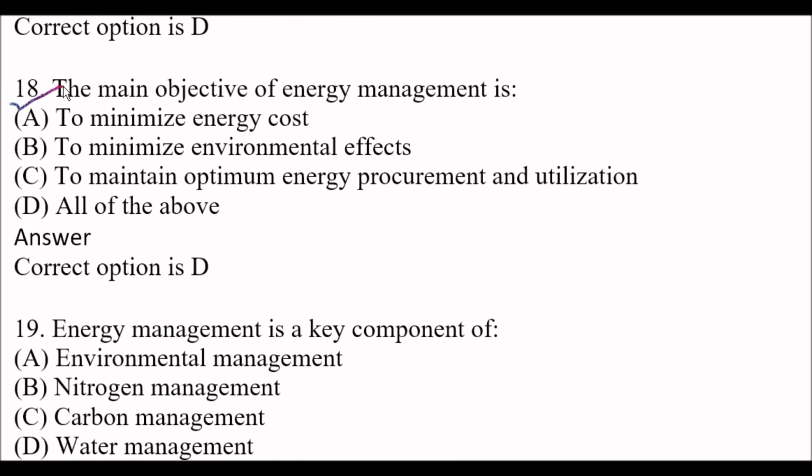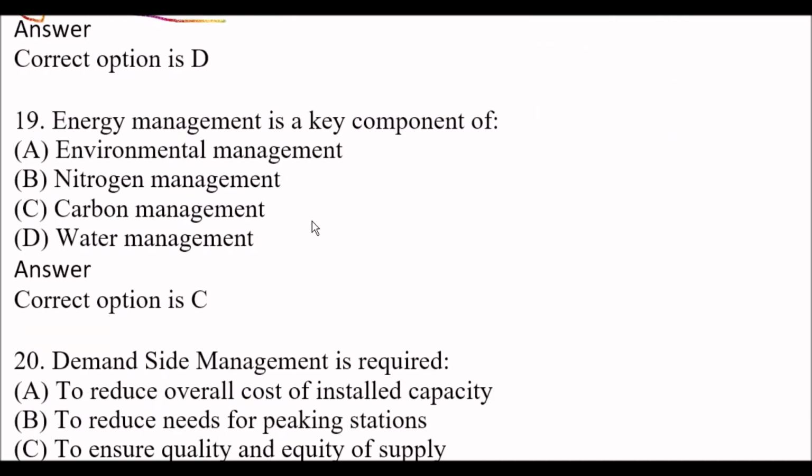Next question. The main objective of energy management is: option A, to minimize energy cost. Option B, to minimize environmental effects. Option C, to maintain optimum energy procurement and utilization. Option D, all of the above. Right answer is option D, all of the above. Okay. So they all are objectives of energy management.